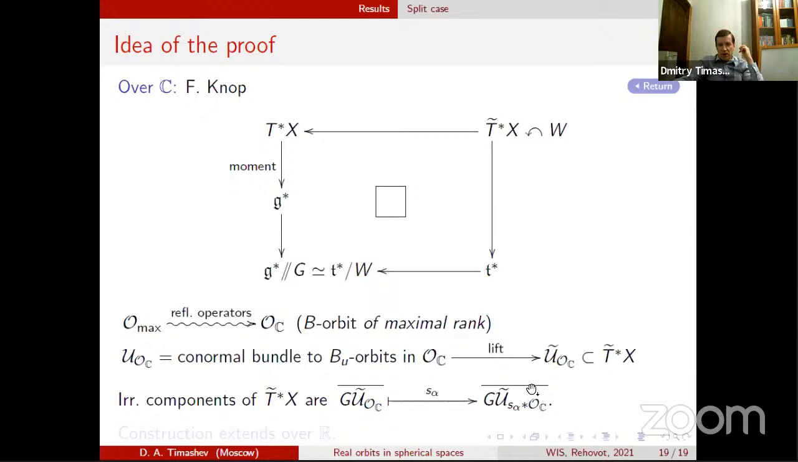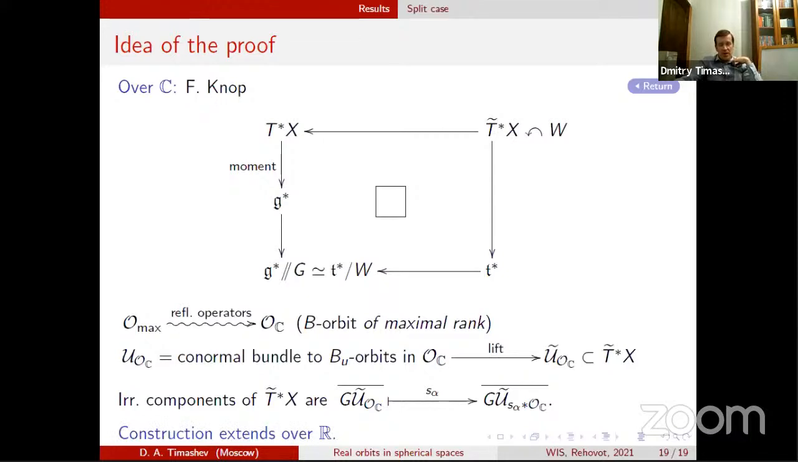This means that the reflection operators acting on B orbits of maximal rank match with the actions of simple reflections on the components of the polarized cotangent bundle. And since the latter is indeed an action of the Weyl group, we get the braid relations which we want to prove. So this is what Knop did over complex numbers, and what we do here, I have to skip details because of lack of time.